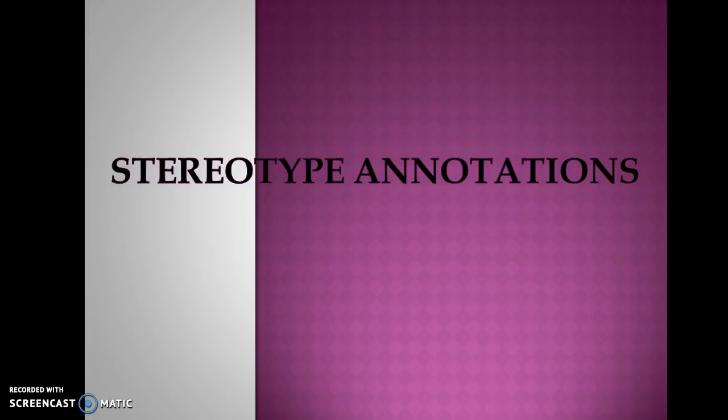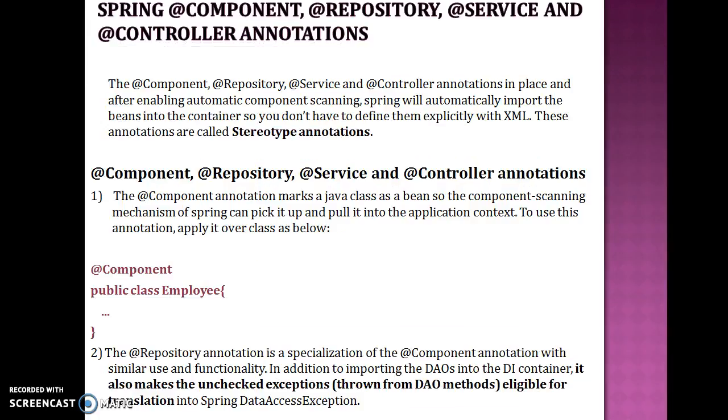In this video tutorial we are going to talk about the stereotype annotations in Spring Framework. In the Spring autowiring concept we learned about the @Autowired annotation. It handles only wiring. You still have to define the beans themselves so the container is aware of them and can inject them for you. But with @Component, @Repository, @Service and @Controller annotations in place and after enabling automatic component scanning, Spring will automatically import the beans into the container. So you don't have to define them explicitly with XML. These annotations are called stereotype annotations.